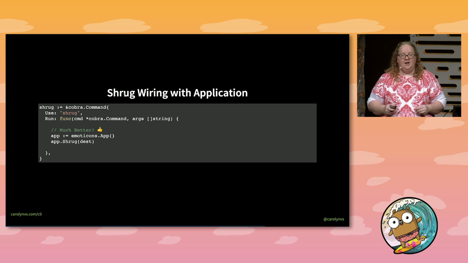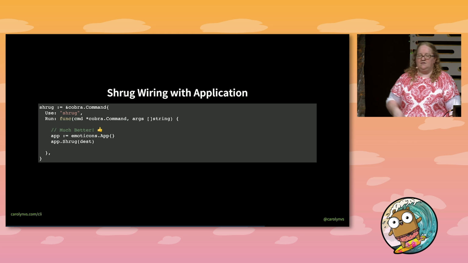It's a lot more boring. And boring wiring is what we want, because boring wiring doesn't need extensive testing. I make a new instance of my app, I call shrug, and I pass in my one flag. What's really cool about this now is when I want to test my CLI, when I want to test the logic, now I can just write my tests against app, and I can ignore all this Cobra stuff. And I'm going to show you what that looks like just a little farther on.